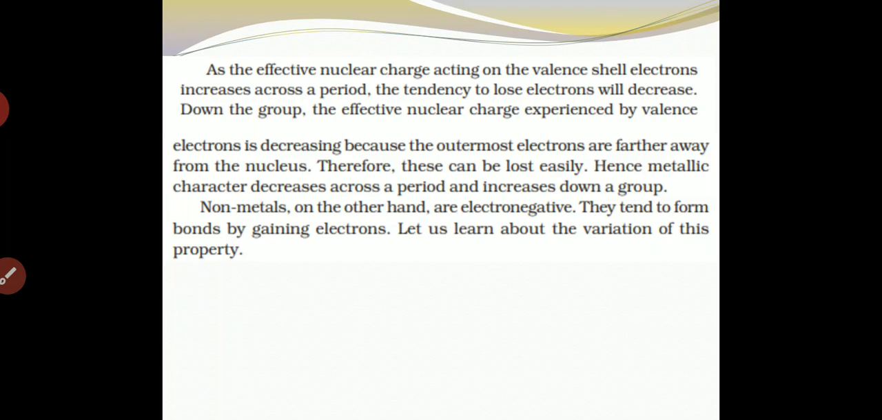Down the group, the effective nuclear charge experienced by the valence electrons is decreasing because the outermost electrons are far away from the nucleus. Due to this distance, they can be lost easily. Hence, metallic character decreases across the period and increases down a group. Non-metals, on the other hand, are electronegative. They tend to form bonds by gaining electrons. Let us learn about the variation of these properties.